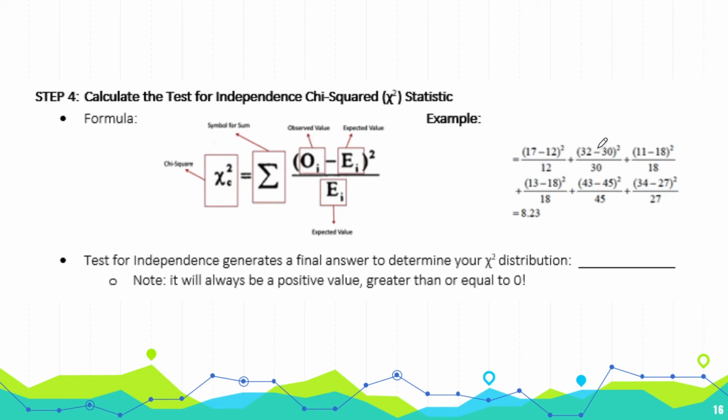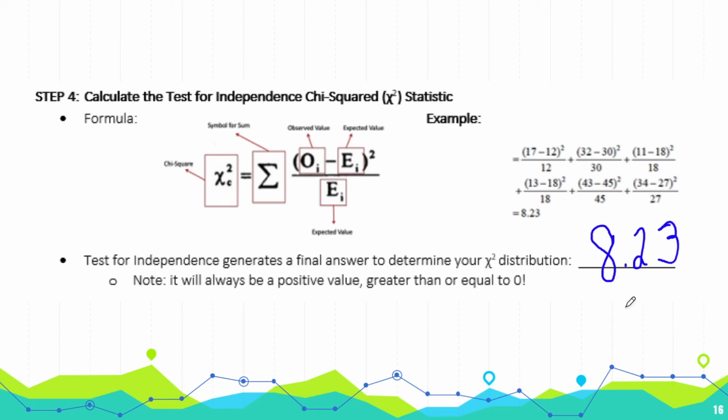Then we go to the next cell. The next cell had an observed value of 32, an expected value of 30. You take the difference, you square it, and you divide it by the expected value for that cell. And you continue with that fraction until you've done it for each cell. You can simplify those fractions and then add them together, and you get a number that's positive and greater than or equal to 0. The test for independence generates a final answer that then determines your chi-squared distribution. So here, after adding up all of these fractions as the formula tells us, we have a chi-squared value of 8.23.